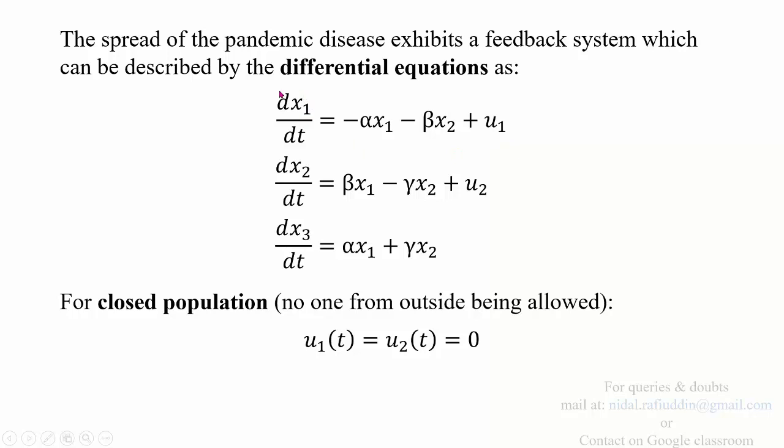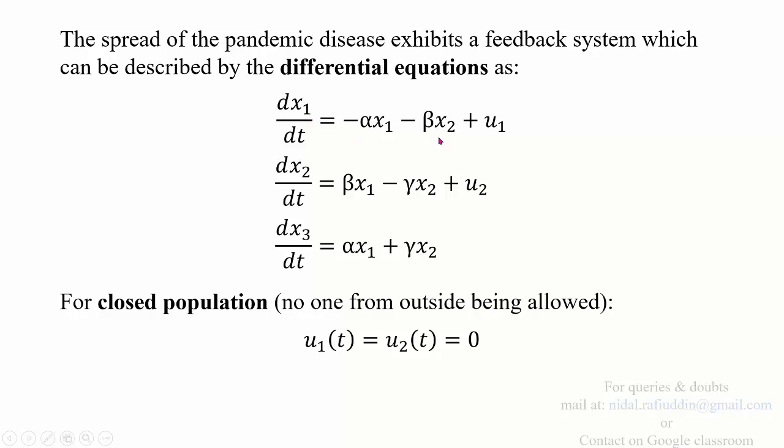So this rate of change of the part of the population vulnerable to disease depends upon x1, which is the same thing, the part of the population vulnerable to disease. X2 are the infected people, and then you have U1, which are the people coming from outside the population and are vulnerable to disease. So the relation can be understood.